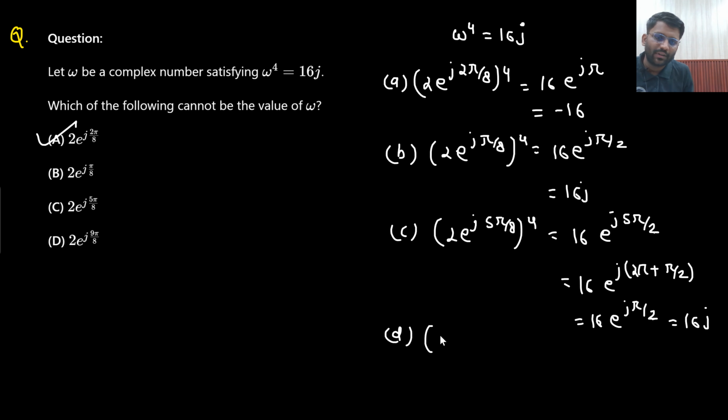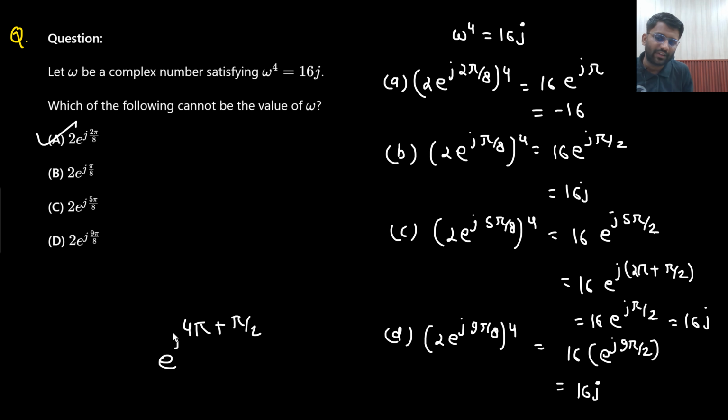Last option, 2 e to the power j 9 pi by 8, to the power 4. What you are getting? 16 e to the power j 9 pi by 2. That will also be equal to 16j only, because 9 pi by 2 means 4 pi plus pi by 2. So e to the power j 4 pi will give you 1 only, and e to the power j pi by 2 is also 16j. So 16j, 16j, 16j, but this is giving minus 16. So option A is correct.